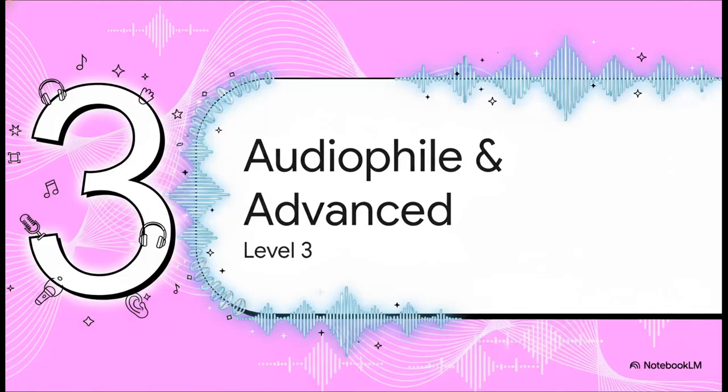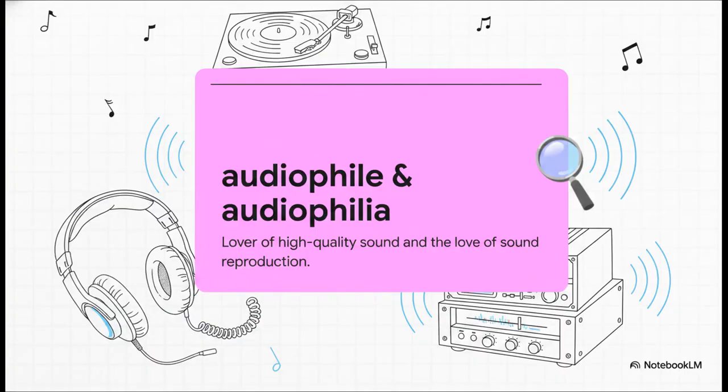Moving right along, we are now entering level 3, audiophile and advanced words. This is true championship tier spelling bee territory. Now, what's really interesting about this is what happens when we attach the suffix phile, which simply means a lover of. An audiophile, AUDIOFILE, is someone who is absolutely obsessed with high-quality sound. We're talking vintage record players, $1,000 headphones, the whole shebang. And that intense, passionate love for sound reproduction itself, that condition is known as audiophilia.